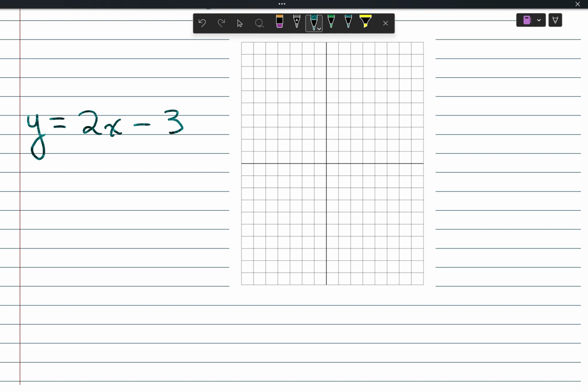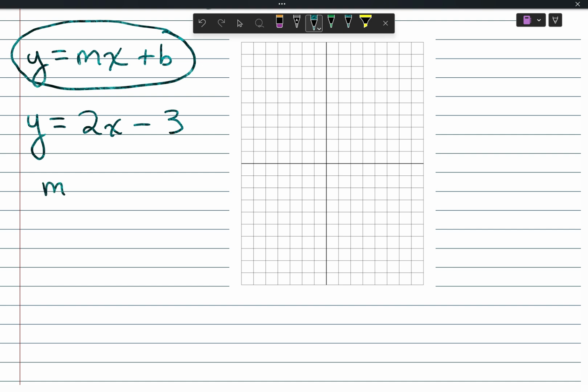That's the first thing you want to do. If not, you have to algebraically solve for y. But it's already solved for y, so therefore, if it's solved for y, we dump our information down and we say, okay, slope-intercept form. M is the slope, the b is the y-intercept. So the m is the slope, which is 2.